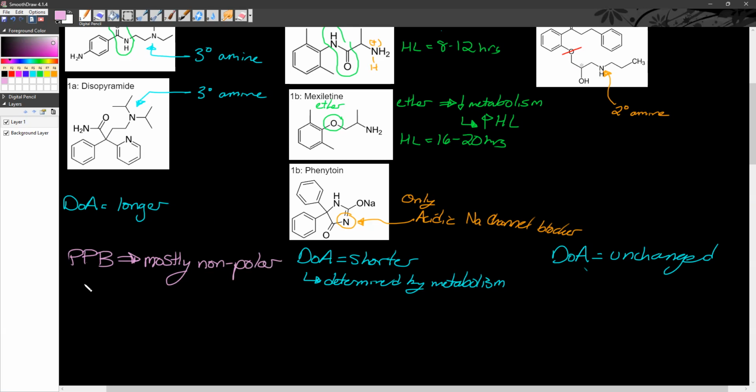A drug that is highly protein bound means that it has more lipophilic areas than hydrophilic. And the way that I always like to make people think of it is that we are always looking for those OH, SH, or NH bonds.